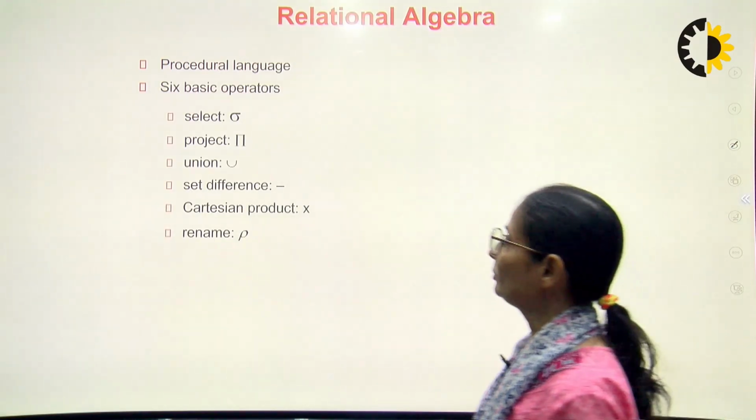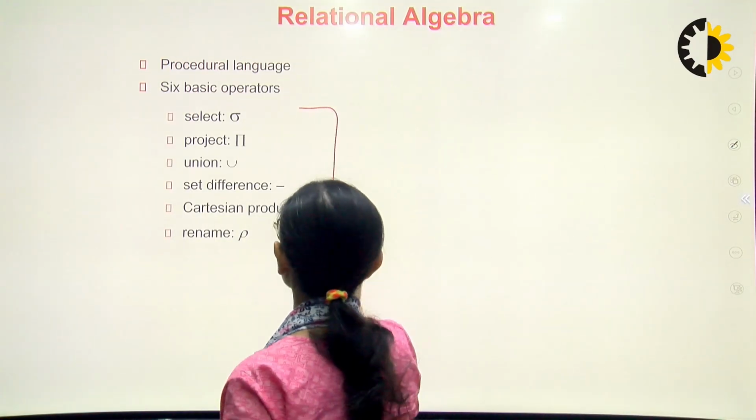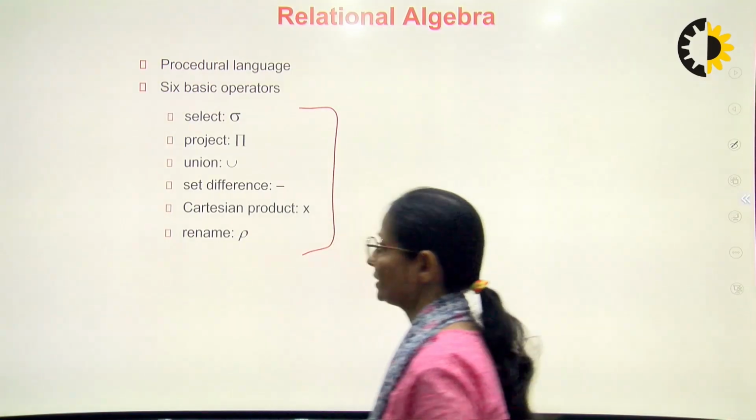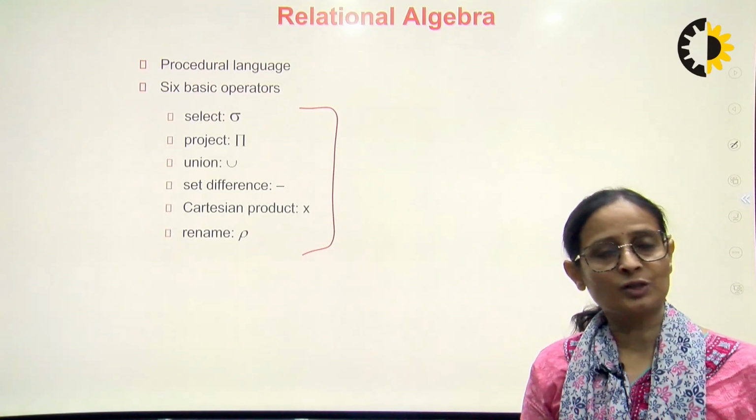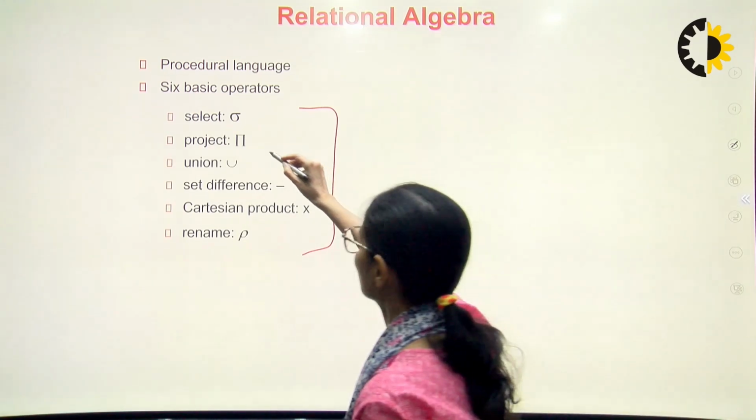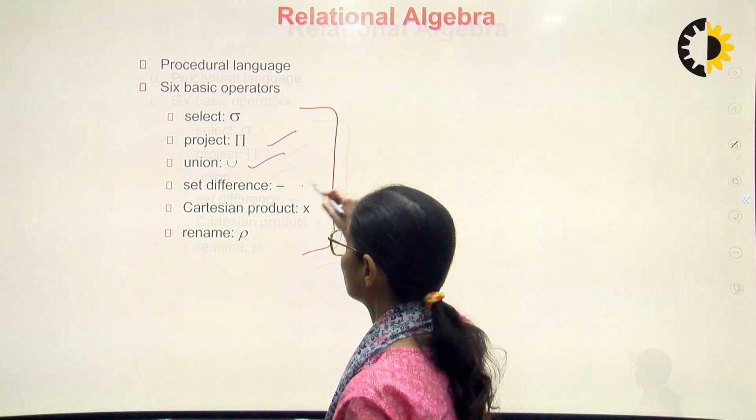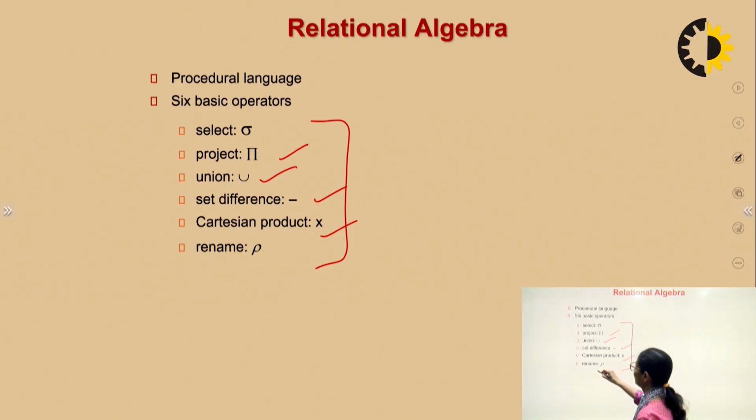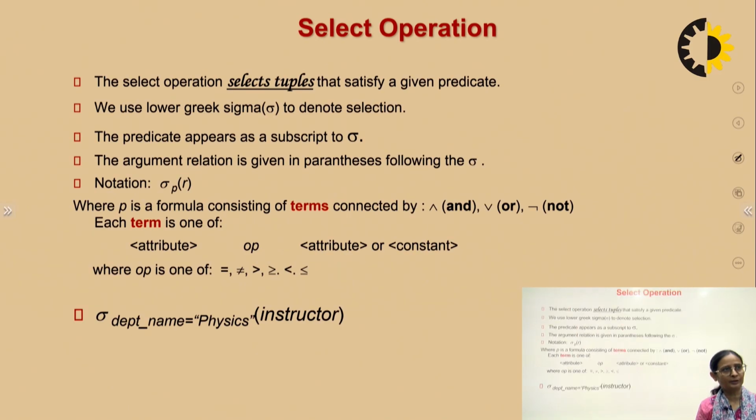So these are the basic operators which we have in relational algebra, which we are going to see one by one. The very first one is select, symbol is sigma, then project, symbol is pi. This is union, set difference, Cartesian product, and for renaming a relation, we have the rho operator. Let's begin with the select operation.